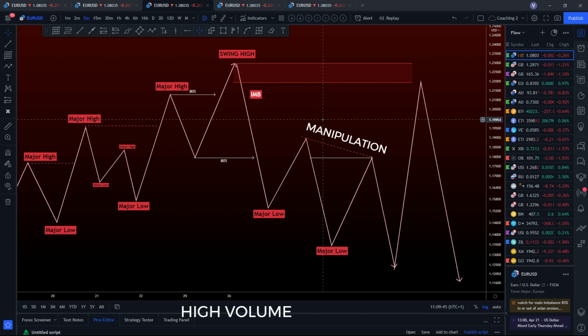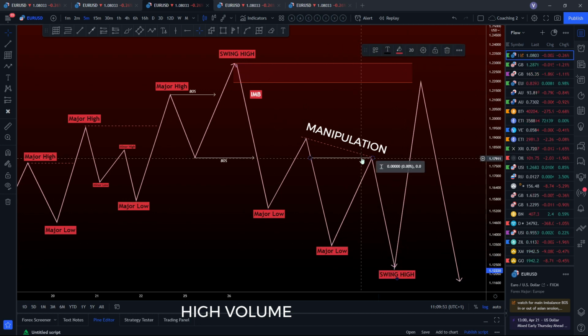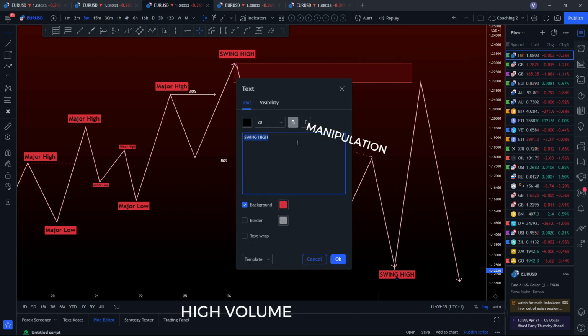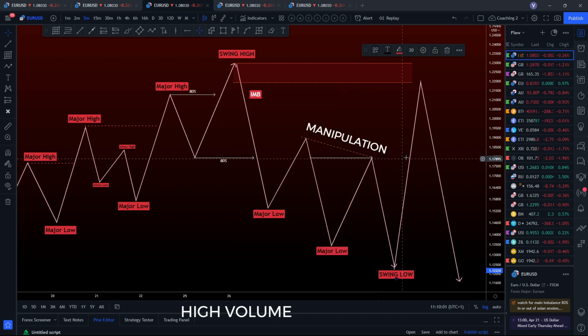So what we're going to do now, guys, after looking at this diagram, just one more thing there. This would now be a swing low, just because you've got a break of structure to the downside followed by a break of structure to the upside.